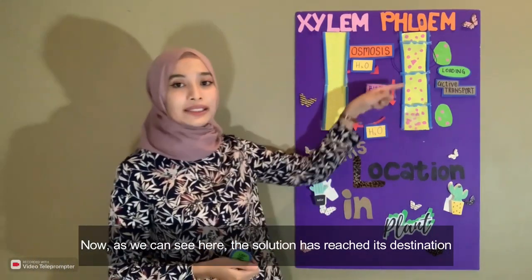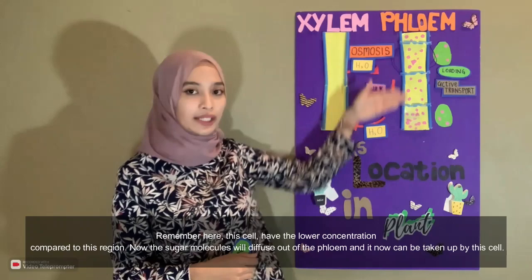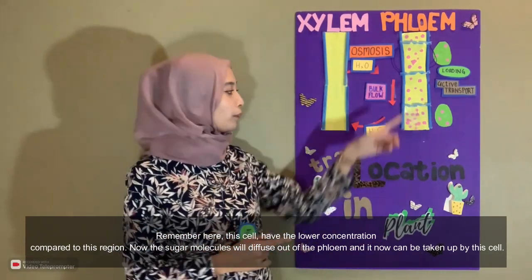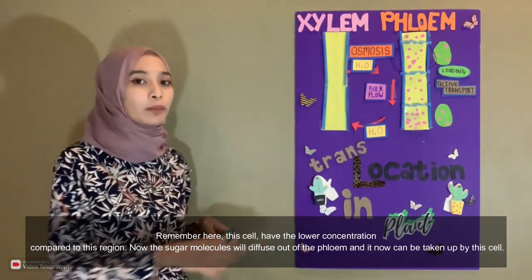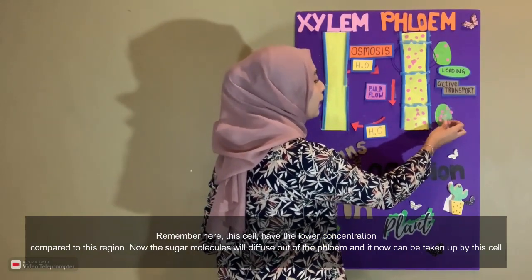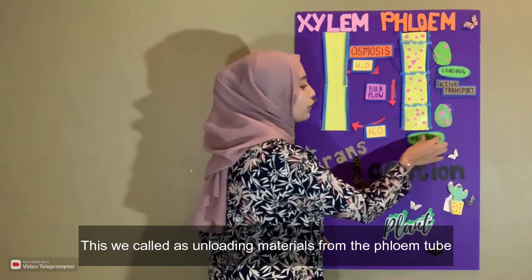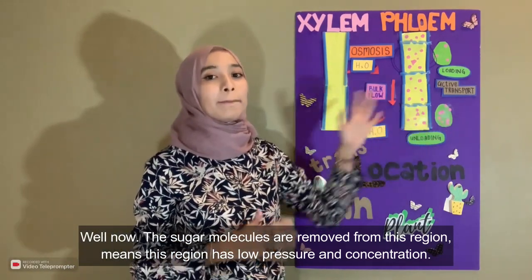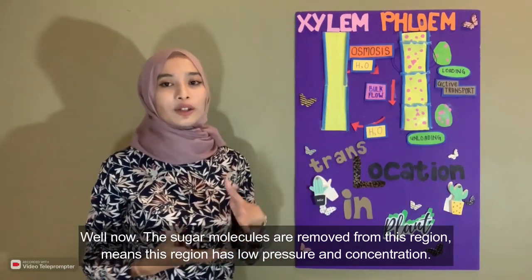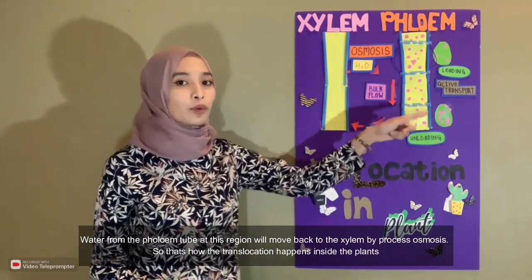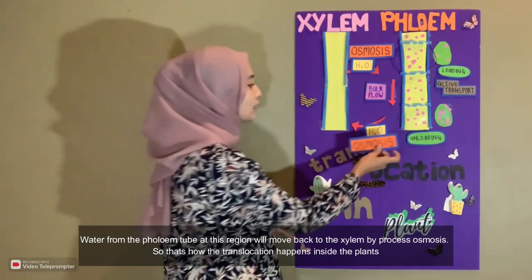Now, as we can see here, the solution has reached the destination. Remember, this cell has a lower concentration compared to this region. Now, the sugar molecules will diffuse out from the phloem tube and will be taken up by this cell. This we call unloading from the phloem tube. Now that the sugar molecules are removed from this region, this region has low pressure and concentration. Water from the phloem tube at this region will move back to the xylem by the process of osmosis.